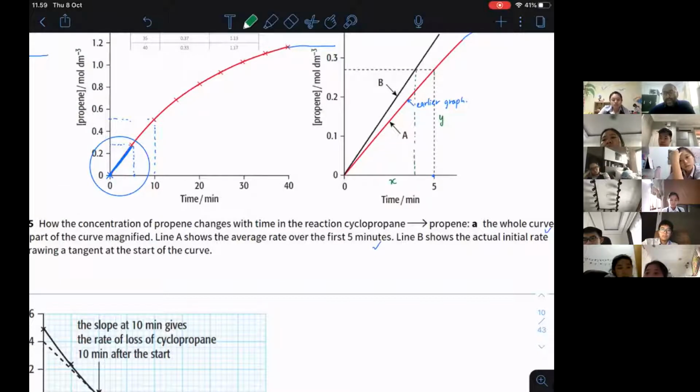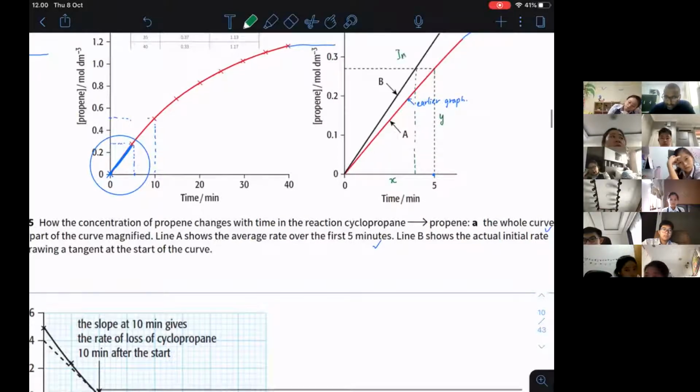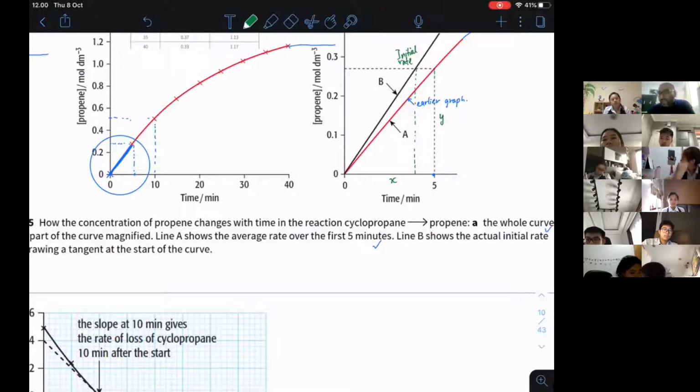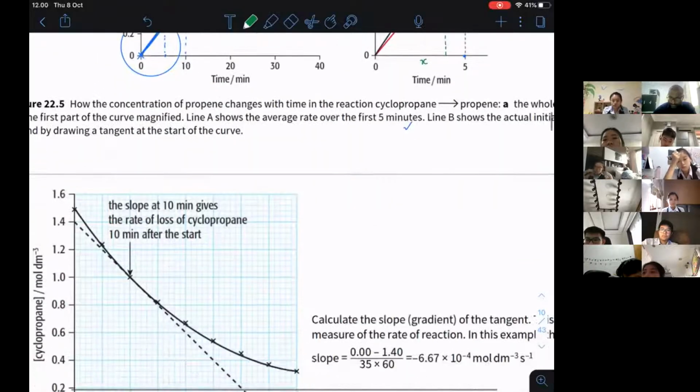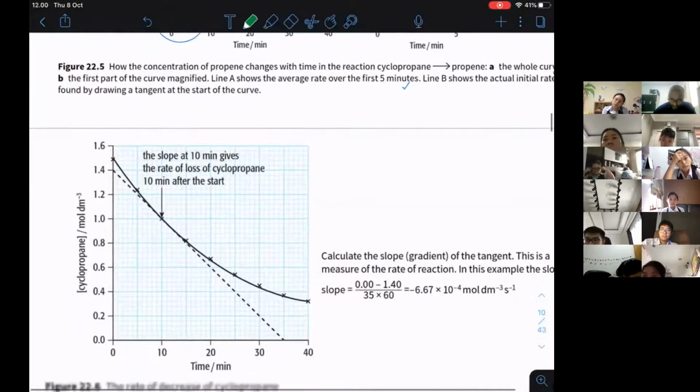So both of the gradients are different. When they say initial rate, it must follow the tangent. So it's not going to be the actual value that you get from the graph. You must draw a tangent. So the initial rate is slightly different. Here they have actually done another graph.